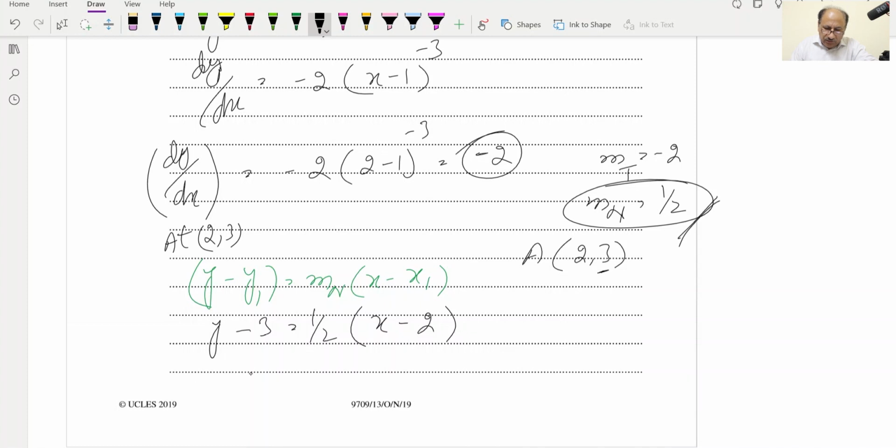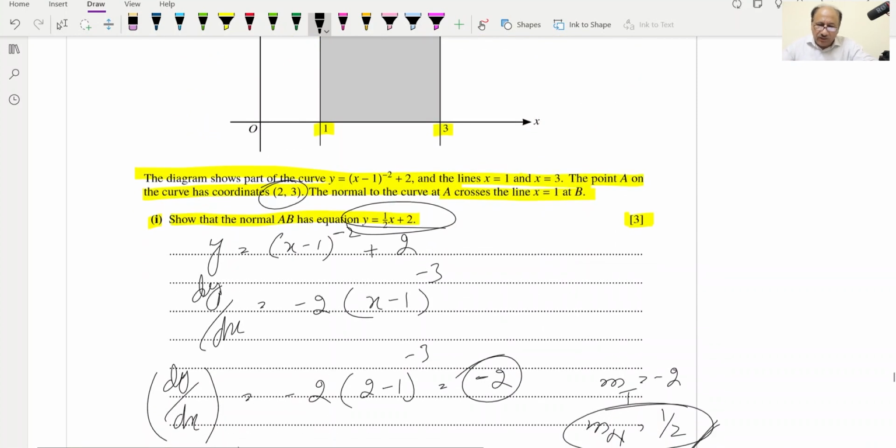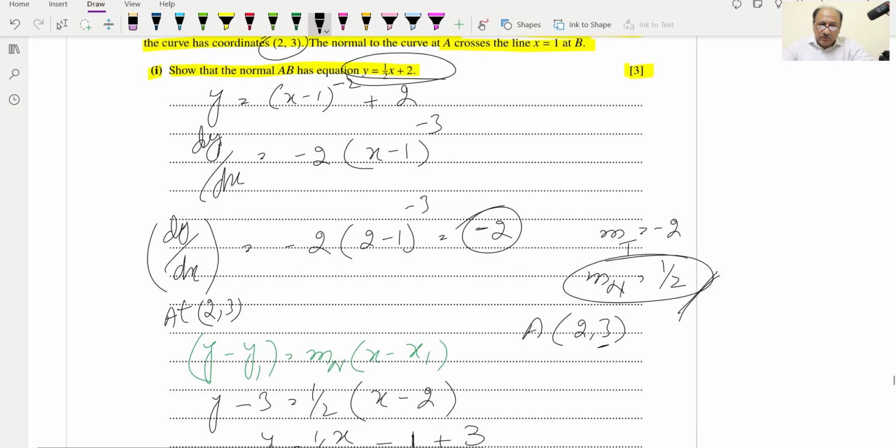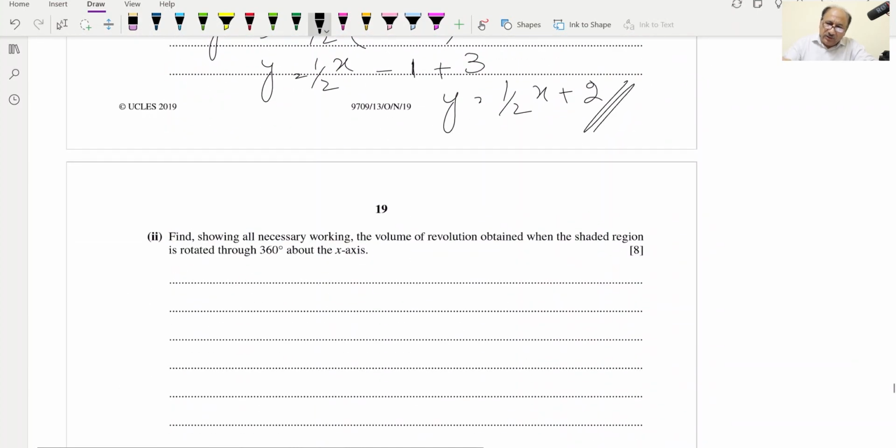Now we can multiply 1 by 2 inside, so we will get 1 by 2x minus 1, and minus 3 we can shift to this side, so plus 3, and this side will be equal to y. So the final equation will be y is equal to 1 by 2x plus 2, and this was the equation which we were supposed to find. y is equal to 1 by 2x plus 2. This was the 2-mark question which we are done. Hopefully you understood this, and this is the final equation.